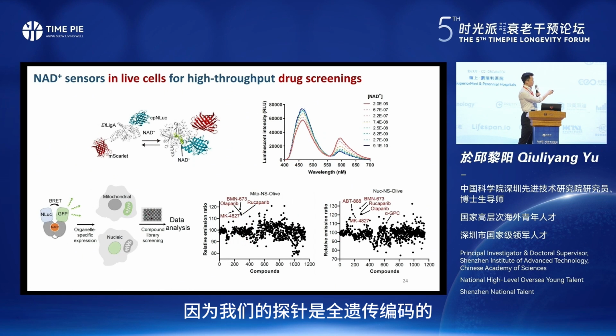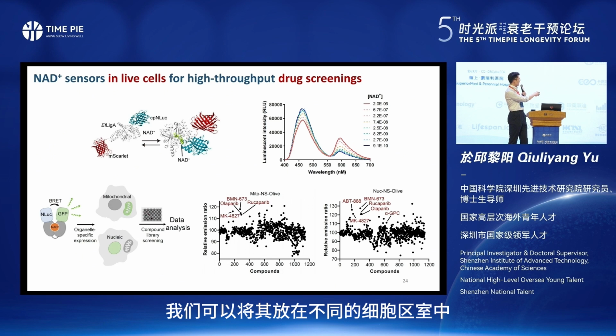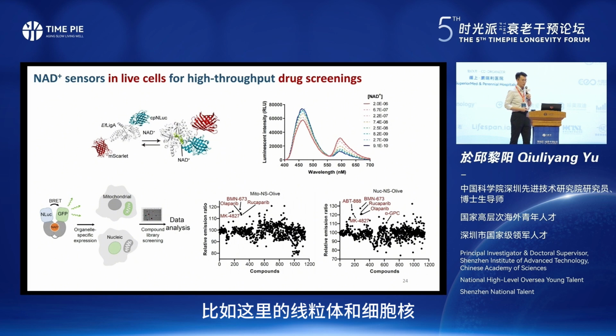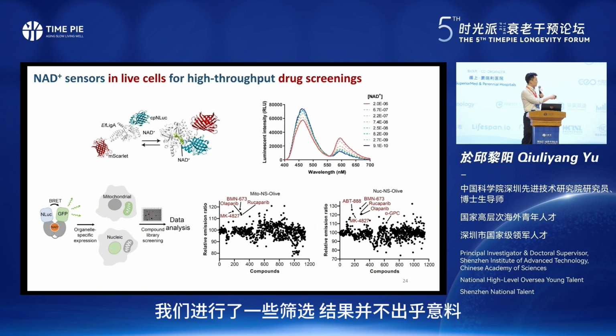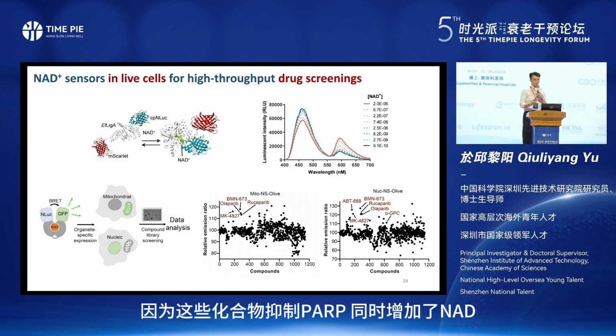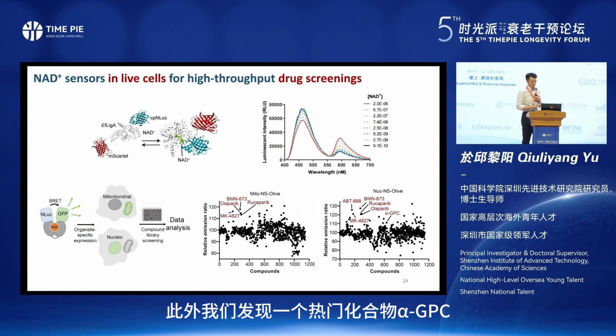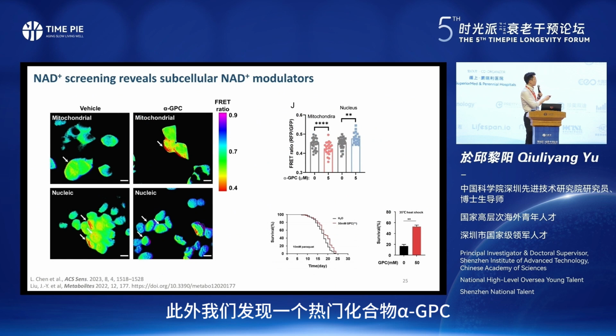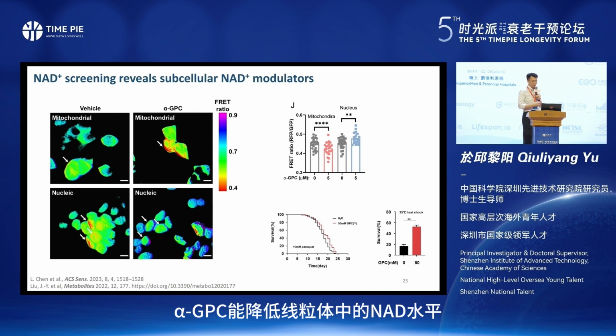Because our sensors are fully genetically encoded, we can put this into different compartments of the cell, for example, here mitochondria and the nucleus. And we did some screenings, and not surprisingly, many of the NAD boosters in our compound library are actually PARP inhibitors, because this inhibits PARPs and increases the NAD. But also, one of the hits that we found is alpha-GPC. What it does is that it decreases the mitochondrial NAD, but increases the nuclear NAD.